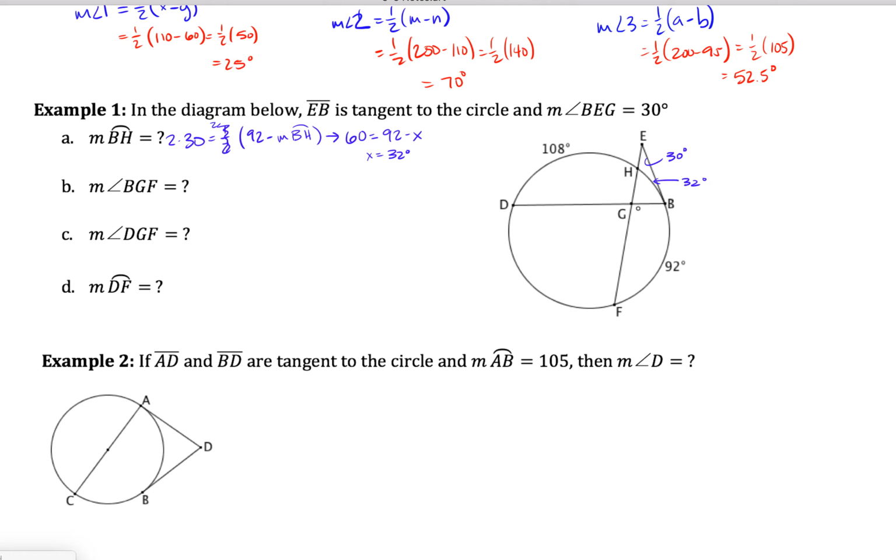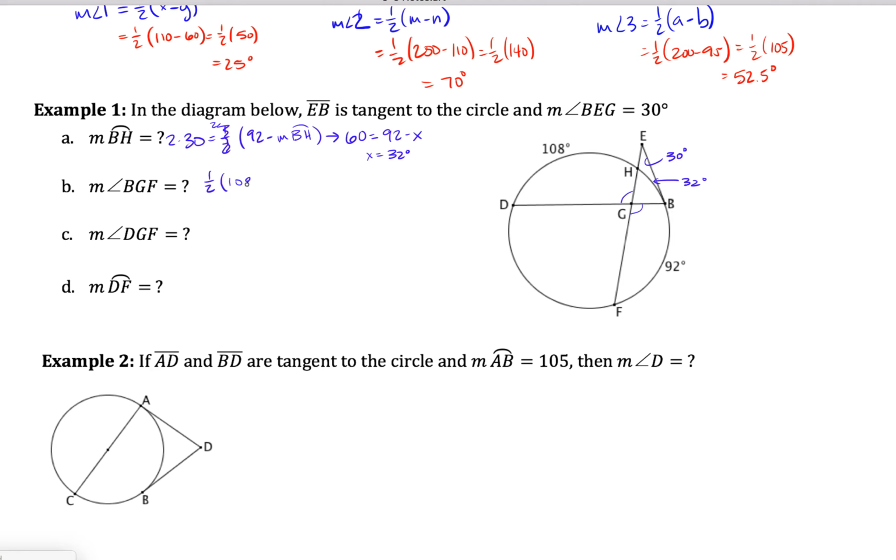Now, BGF is one of these angles formed by a couple of intersecting chords. So we're actually going to be using theorem 9-9 to find this angle's measure. We know that this angle, or its vertical angle right here, would be equal to half of the sum of the two arcs that are intercepted by those two vertical angles. So it would be half of 108, because that arc is intercepted by this angle, angle HGD.